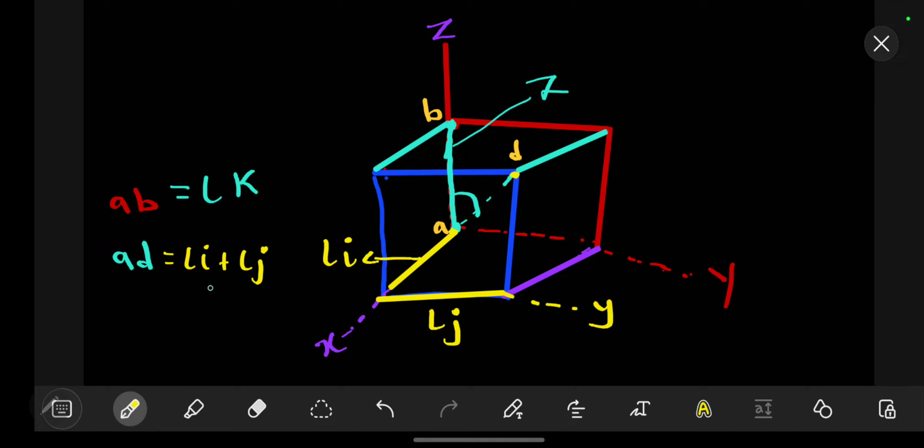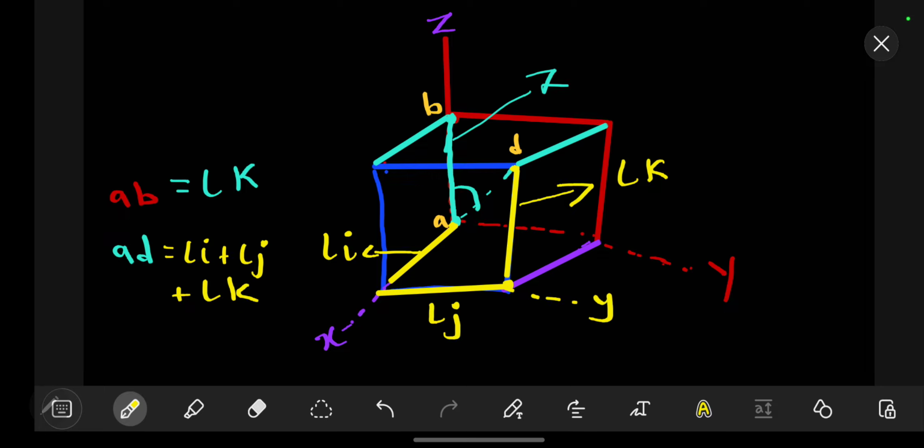Then we have finally plus. We can continue there, but it's on the space. Then we are moving from here until we reach our point D. We are going to get LK like that. So these are our components.